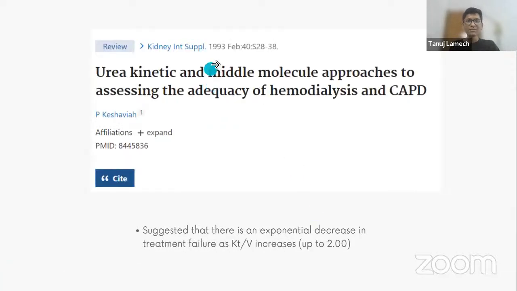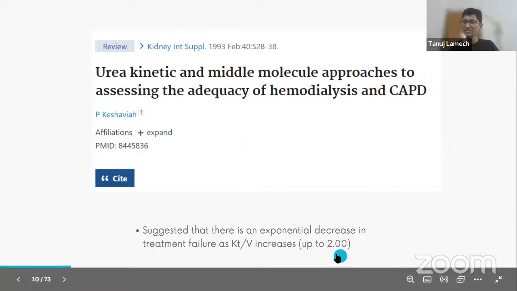So the next thing came in 1993. This is by Dr. Keshavaya. Again, this is a very interesting person. We'll come back to him. There's a story about that as well. So what he did was he reanalyzed the same NCDS data, which Gotch and Sargent analyzed in 1985. So he went back and saw that same data, but he reached a different conclusion.